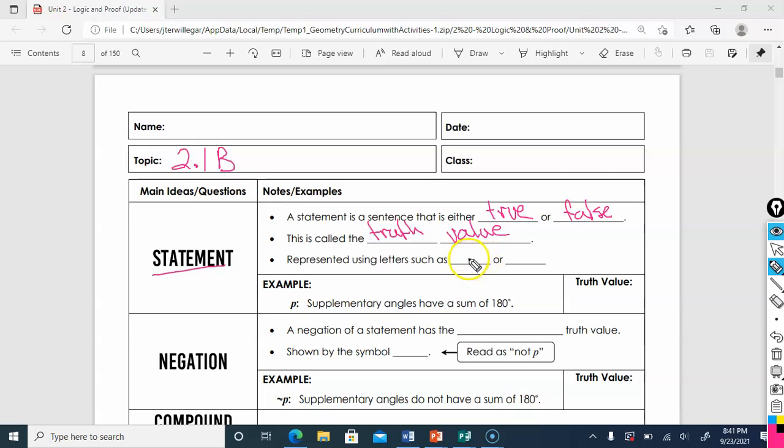A lot of times we're going to use the letters P and Q to represent statements. So P or Q are usually going to be statements. For example, P is our statement: supplementary angles have a sum of 180 degrees. Is that true? Yeah, it is. So that's true. We did it, team.